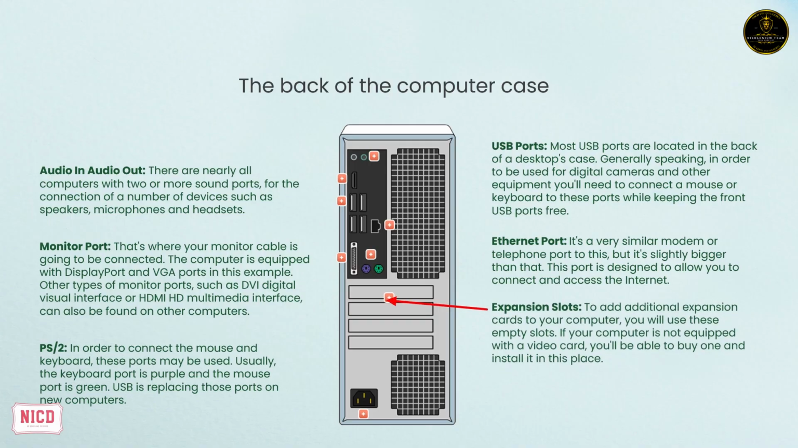Expansion slots. To add additional expansion cards to your computer, you will use these empty slots. If your computer is not equipped with a video card, you'll be able to buy one and install it in this place. Power socket. This is where the power cord will be connected to your computer.